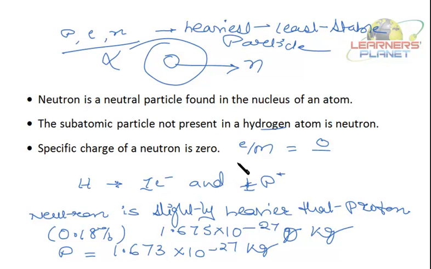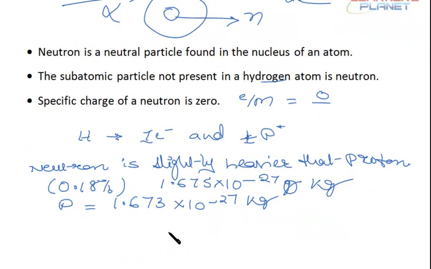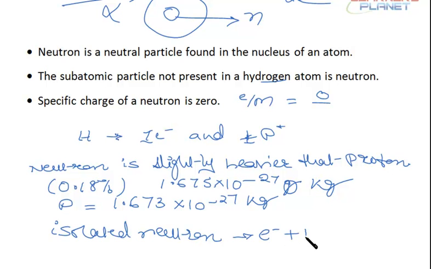So if I am isolating a neutron, an isolated neutron is unstable and it disintegrates into an electron, a proton and a neutrino. Neutrino is another particle.